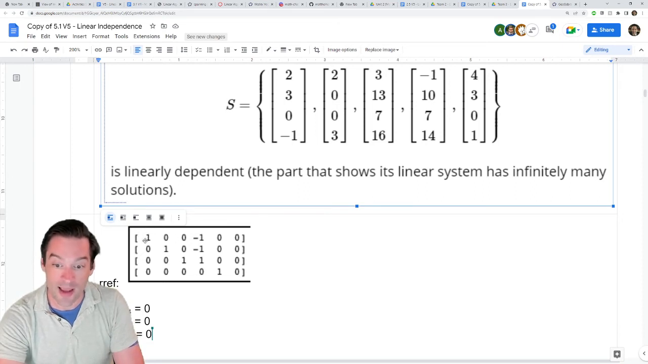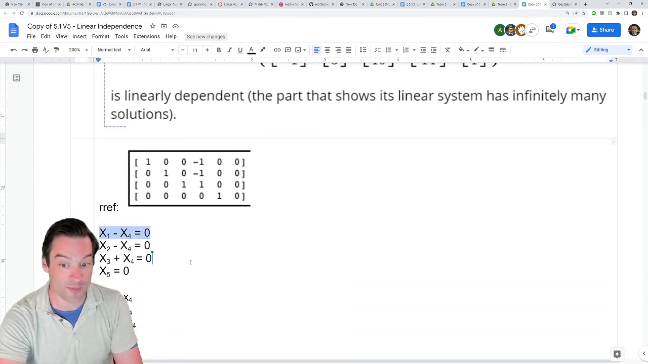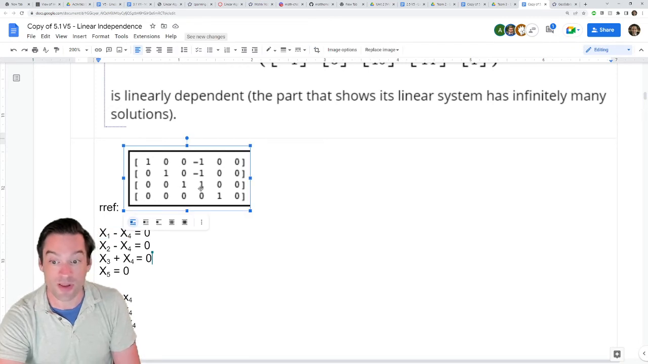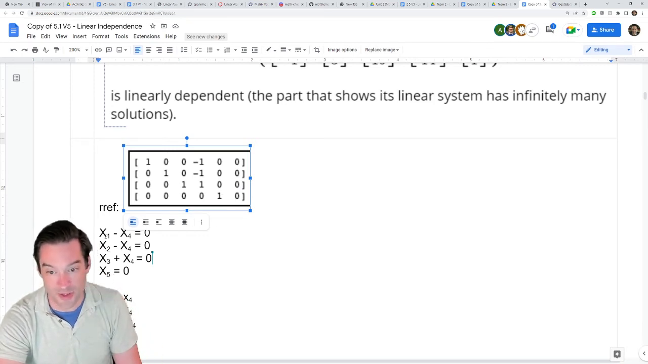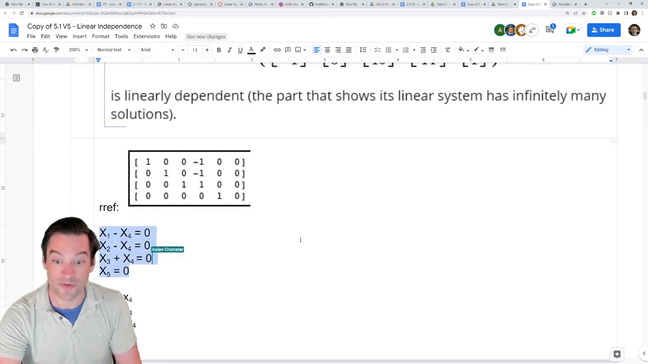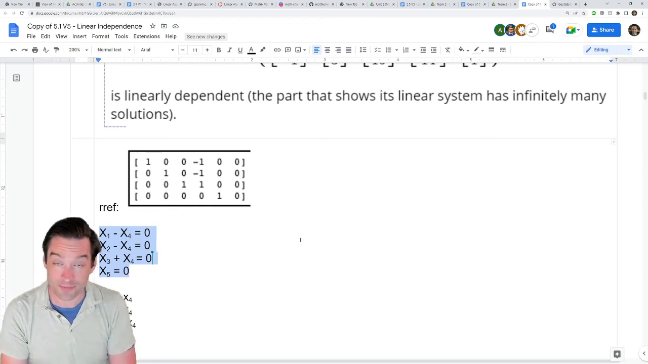So the first row is 1x1 plus 0x2 plus 0x3 plus negative 1x4 plus 0x5 is equal to 0. And so team 3 has written that here in simplified form as x1 minus x4 is equal to 0. x2 minus x4 is equal to 0 according to the second row. x3 plus x4 is equal to 0 according to the third row. And then x5 is equal to 0 according to the fourth row. And so this collection of equations binds together the values of x1, x2, x3, x4, and x5. But there's only 4 equations. So where are we going to get a specification for our 5th variable?